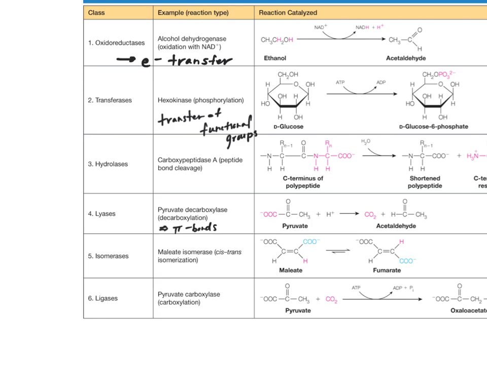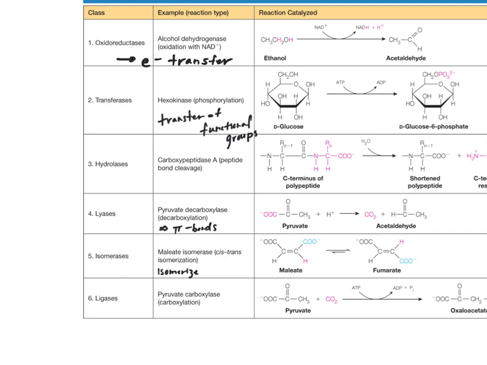Fifth is isomerases. So what do you think isomerases do? Isomerize things. This can be both constitutional isomers, forming it into a different isomer, or this could also be the isomerization of stereoisomers.